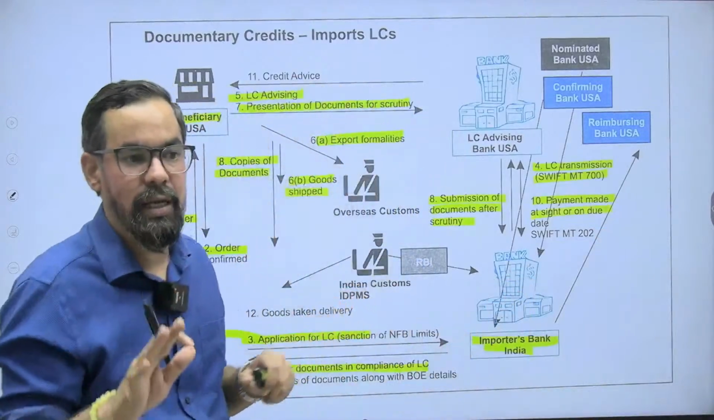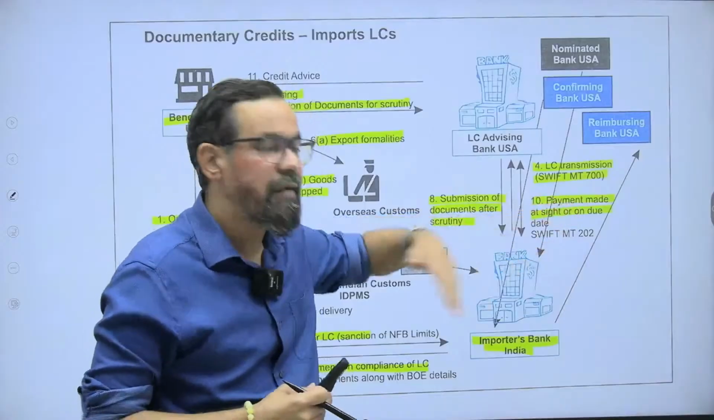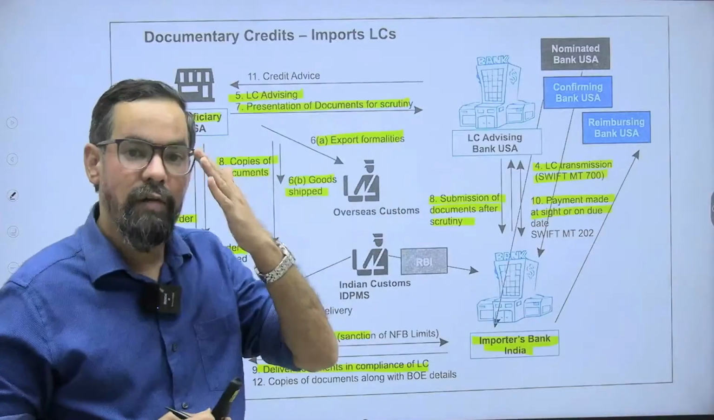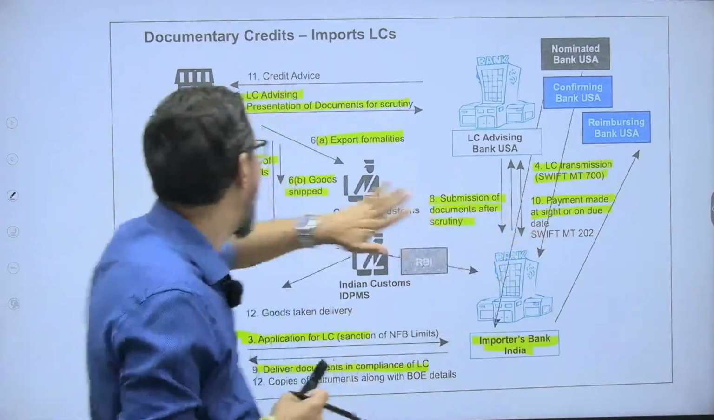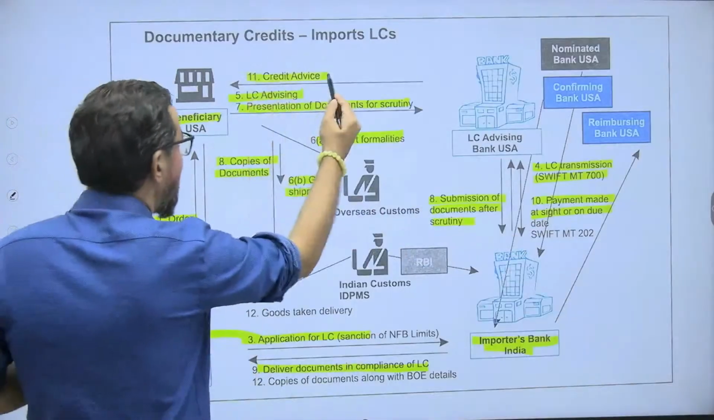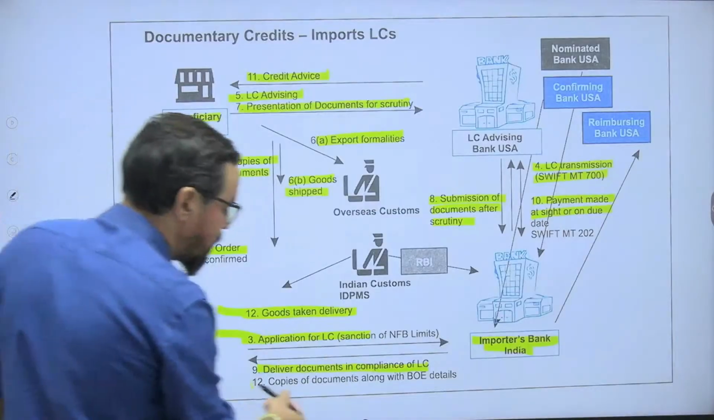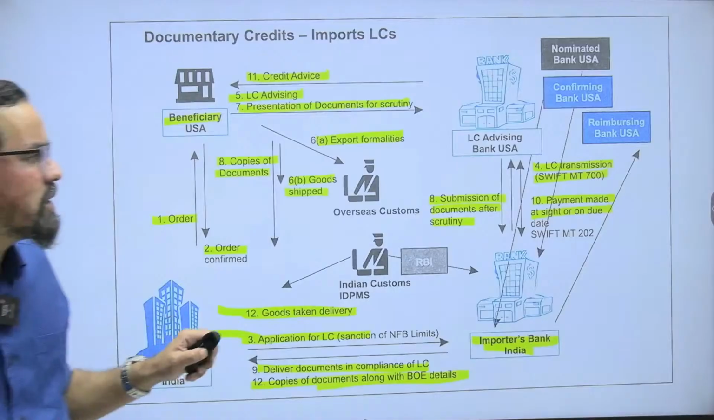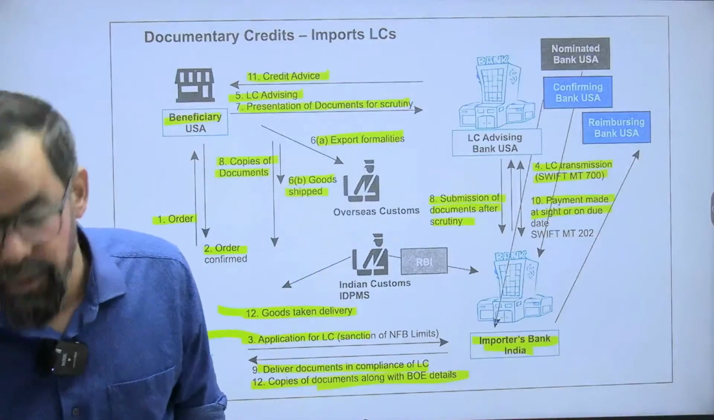Sight bills are payable at the time of presentation of documents. And we have usance bills, which have a specific date, like after 3 months or after 2 months, or 60 days or 30 days and so on. Then the 11th step is credit advice, and finally the goods are taken for delivery and copies of documents along with the BOE details get submitted. So this is the entire working of the LC, correct?